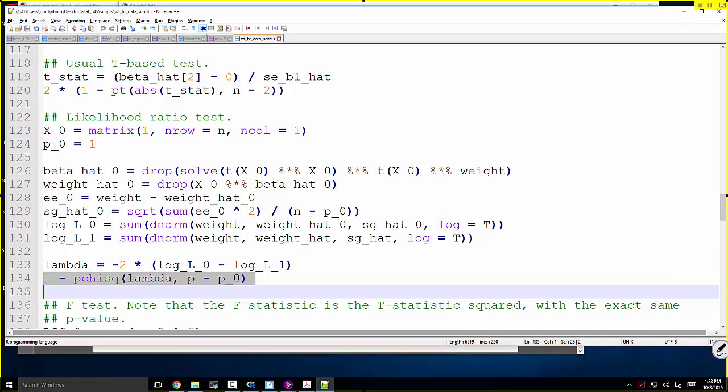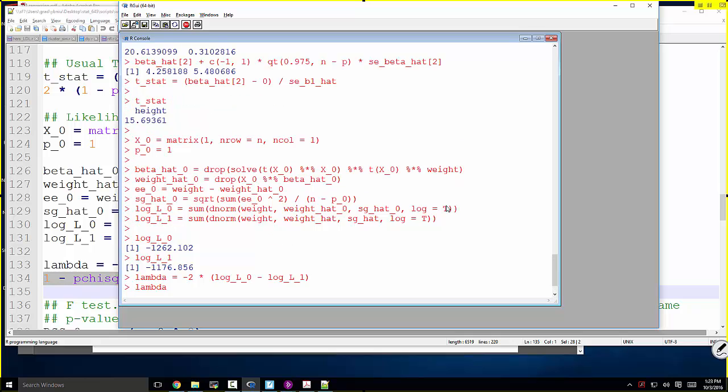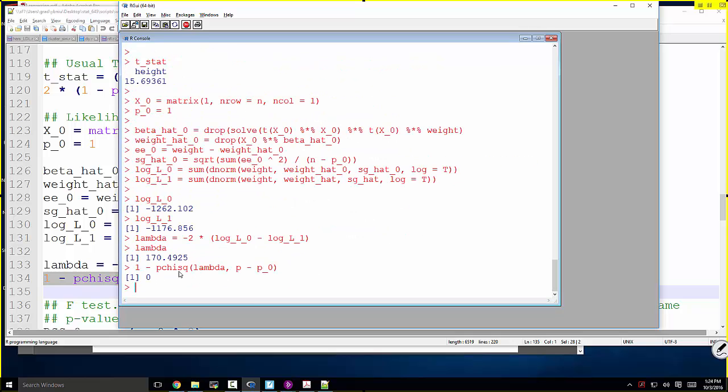It's going to be basically 0 because it's comparable to this test. It's not exactly the same thing. This is a t-test, which is equivalent to an f-test. We just did a different kind, but the one above had nearly a 0 p-value also.